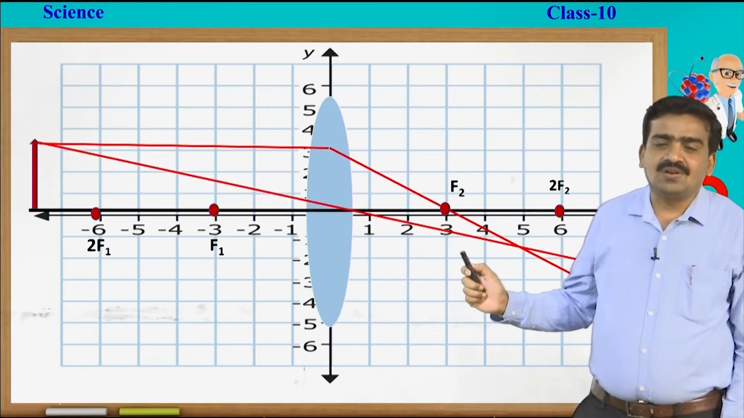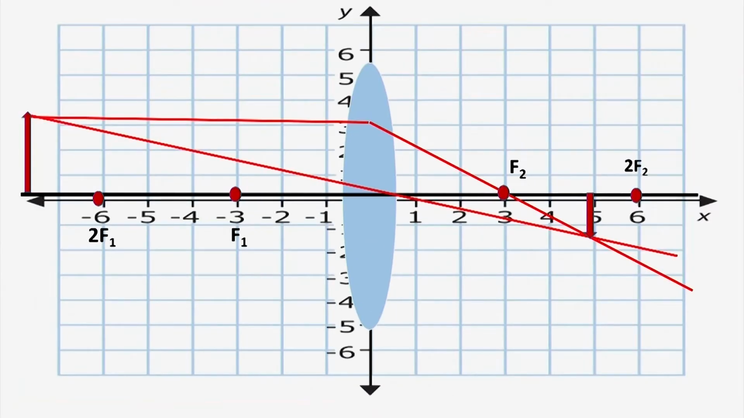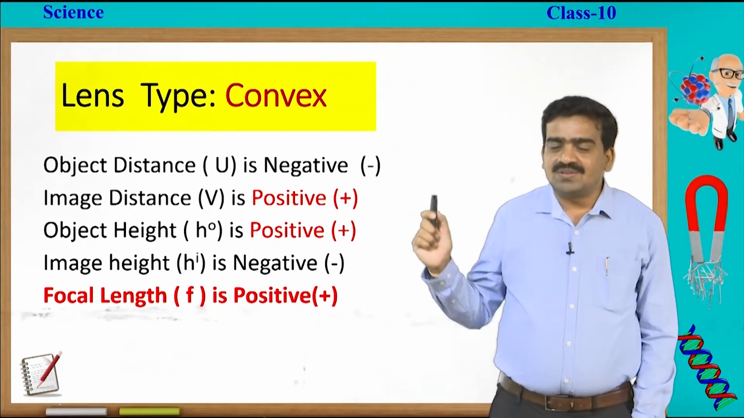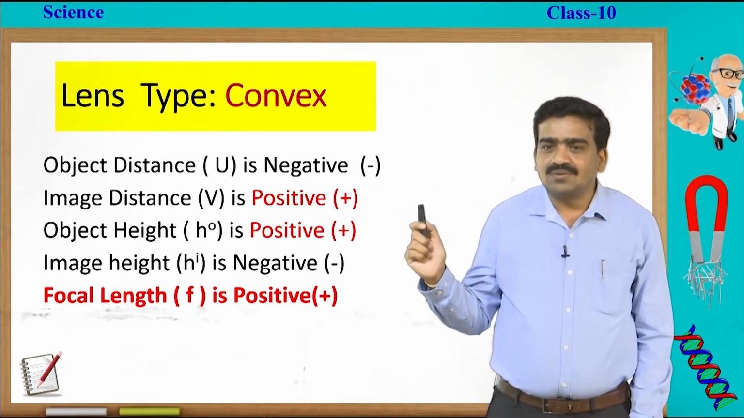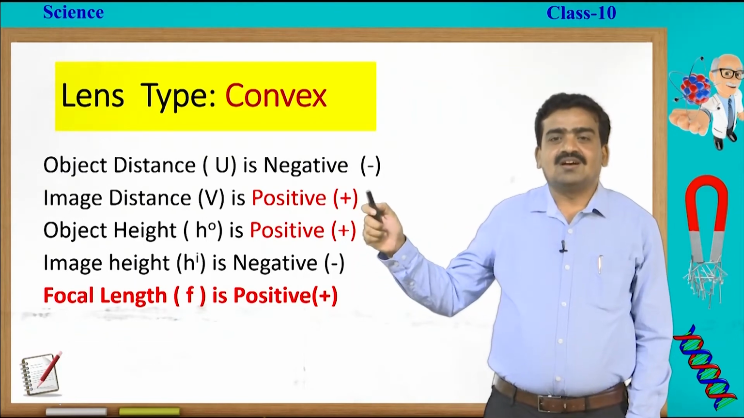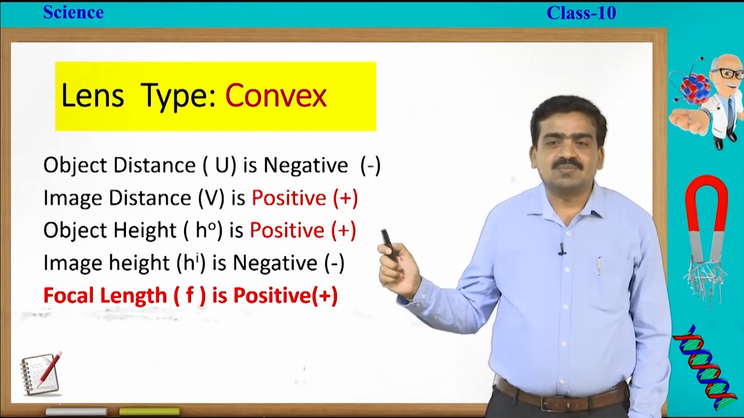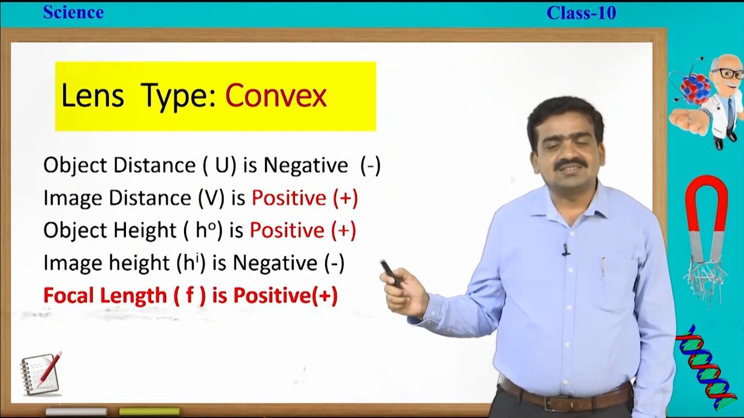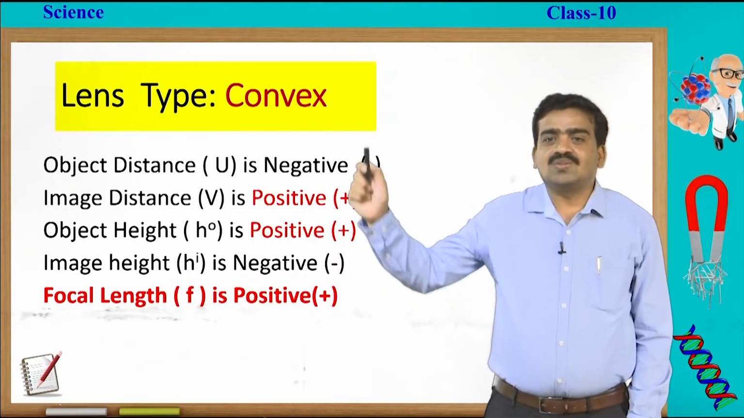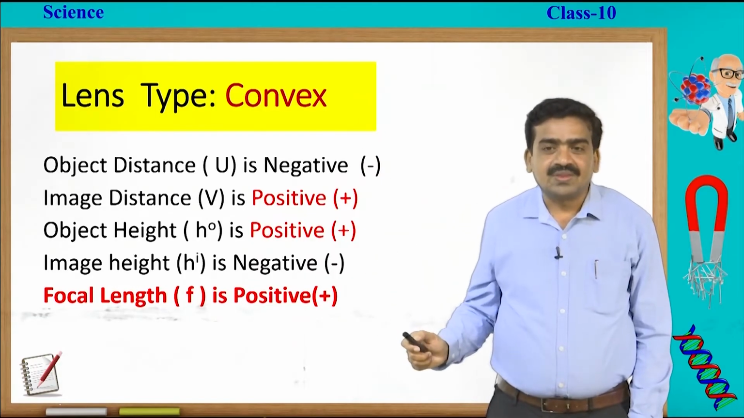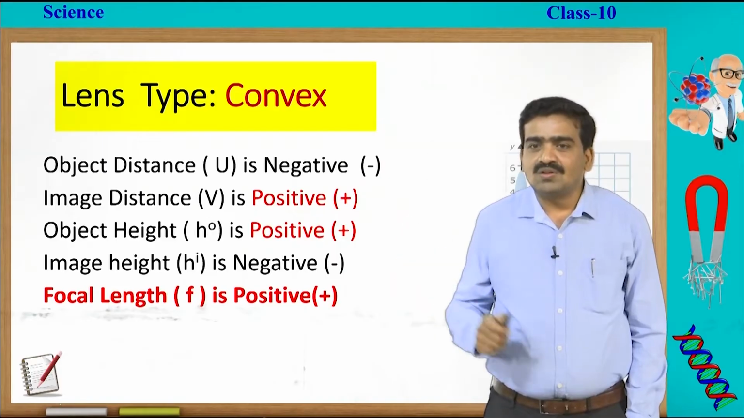If you are going to remember all these things, it is very easy to take the positive as well as negative sign for the data which is given in the question. With the help of the diagram you have seen now, we can list all these things. Object distance u is negative, image distance v is positive, object height is positive, image height is negative, and focal length of the convex lens is positive. So, you have to note down all these things.